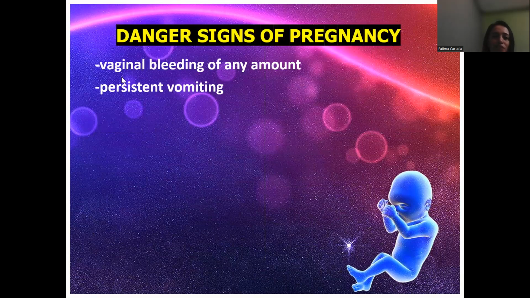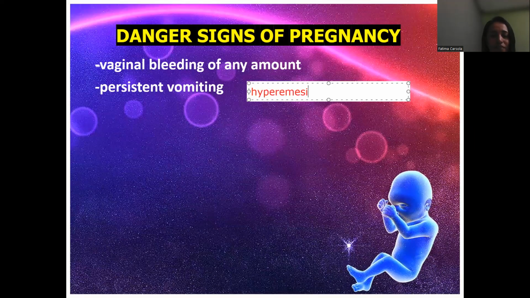So what are the dangerous signs of pregnancy? Any bleeding of any amount is a dangerous sign. It might be an abortion or preterm labor. Persistent vomiting is what we call hyperemesis gravidarum. It is excessive vomiting during pregnancy. Because vomiting in pregnancy must be morning sickness, it's only good for 3 months. And if it's beyond 3 months, that is hyperemesis gravidarum or persistent vomiting.